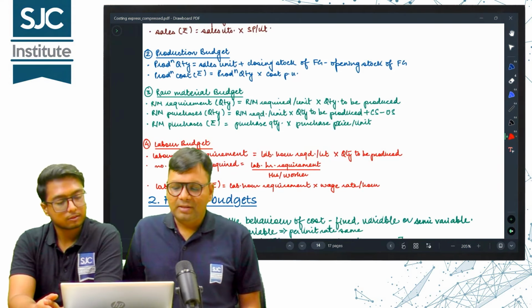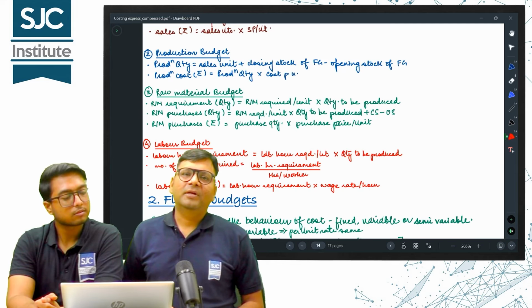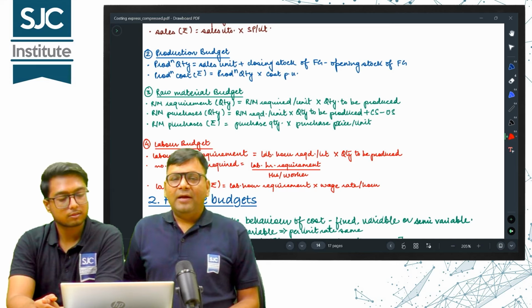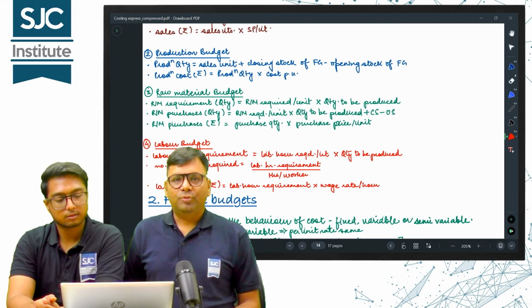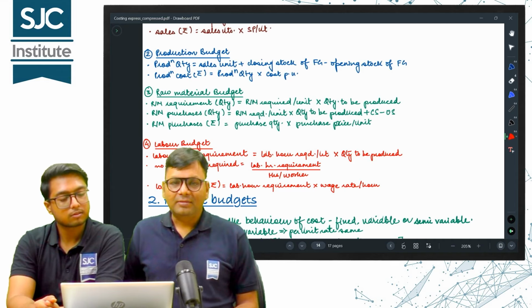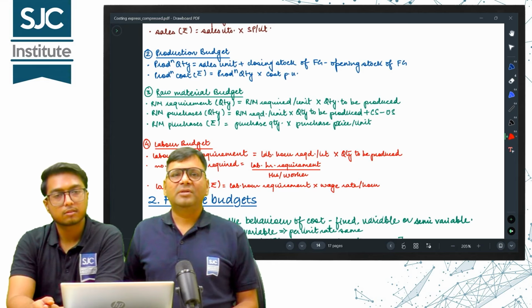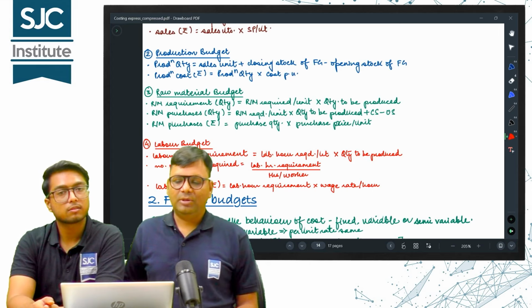The third is raw material budget. In this, there are two steps. One is to find out raw material consumption. The second is to find out raw material purchase. To find out raw material consumption, we take raw material required per unit multiplied by quantity to be produced. And then to find out raw material purchase, we take raw material required, that is raw material to be consumed, plus closing stock of raw material minus opening stock of raw material. Using this quantity of purchase, we also find raw material purchases in rupees, which is equal to raw material purchase quantity multiplied by purchase price per unit.